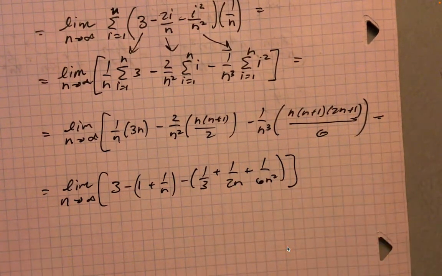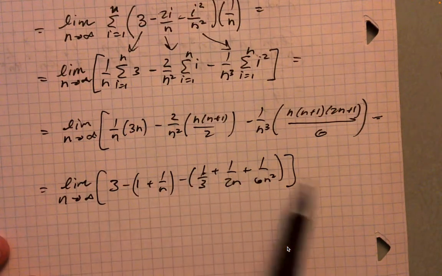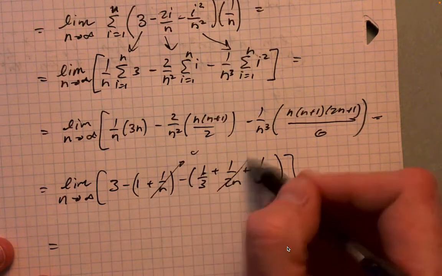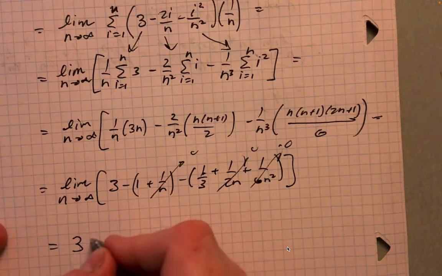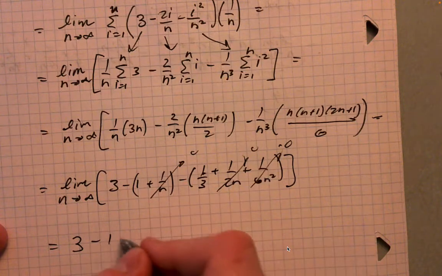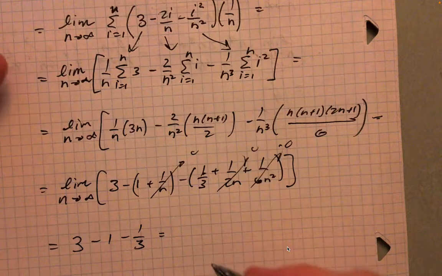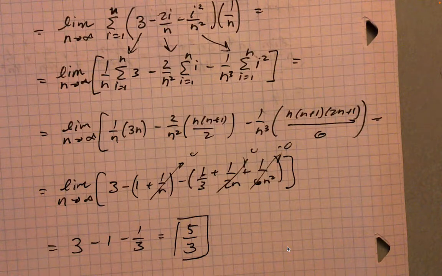I realize I'm kind of ripping through this here, but this is enough to take the limit, right? We can see each of the terms separately. And so what happens here? These go to 0, 0, 0. So I end up with 3 minus 1, oh sorry, minus 1/3. Okay, and so when I do all of that, that should be equal to 5/3. Okay, so there you have it.